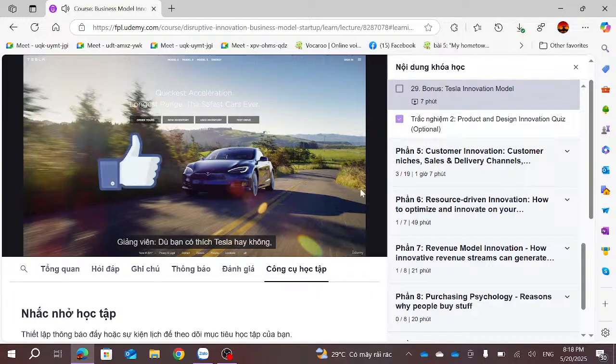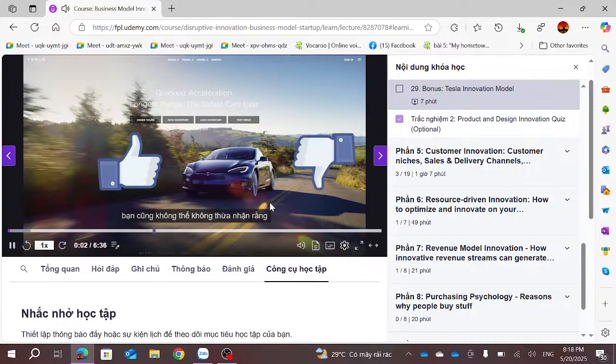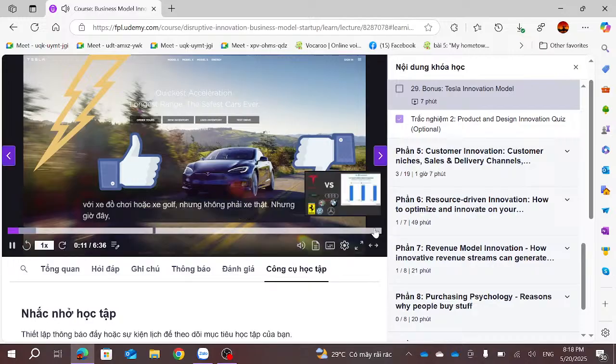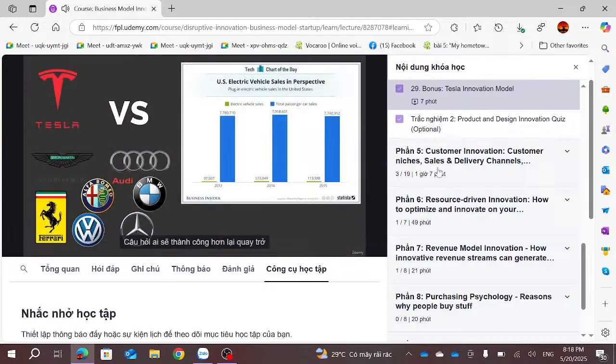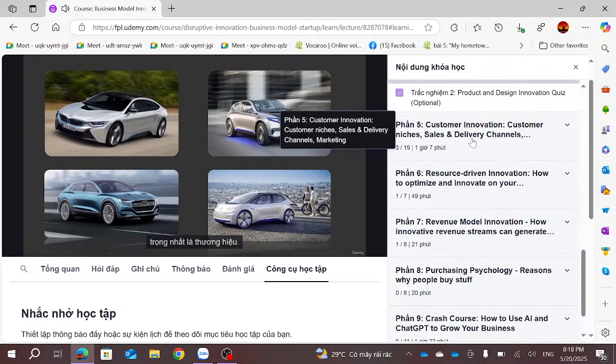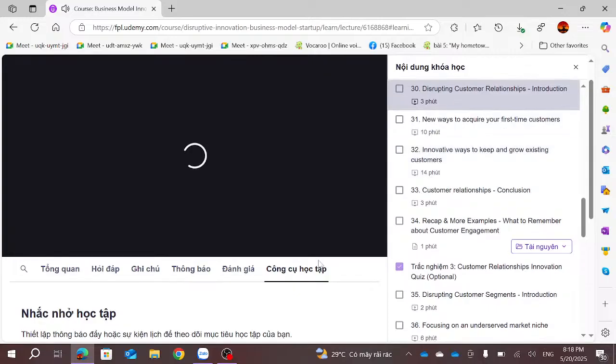Whether you like Tesla or not, you can't disagree with the fact that it's changing the automobile industry dramatically. Before Tesla, people would associate electric cars with toy cars, or... will succeed better is back to the quality of the product and, most of all, the brand. Which one do you prefer?